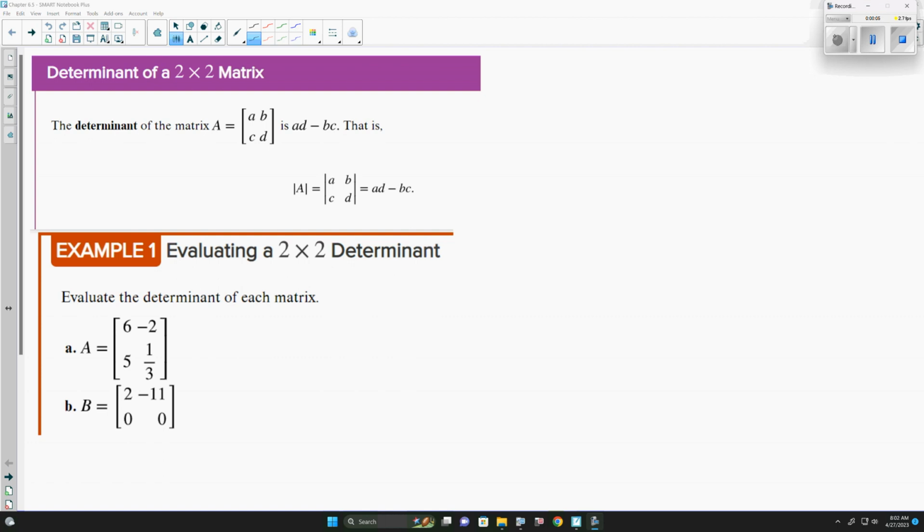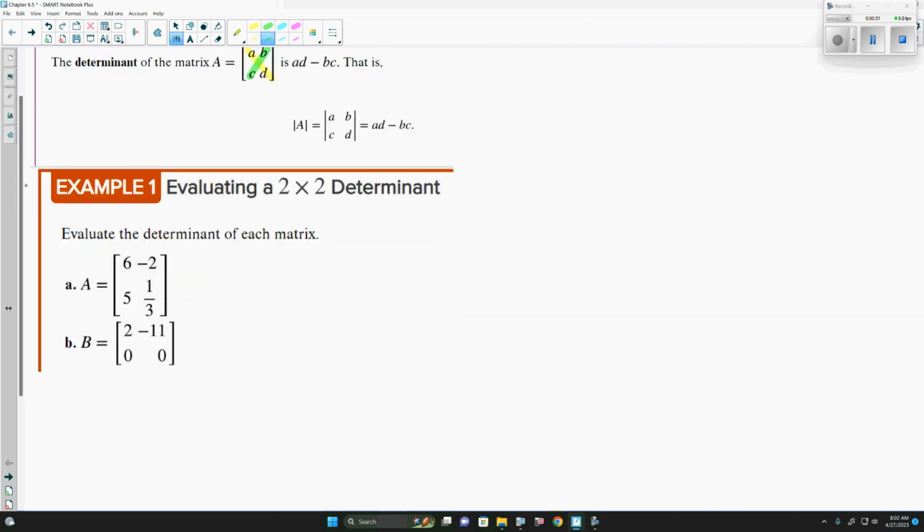So the last thing we're covering is determinants and Cramer's rule. Now, the determinant of a matrix A, so this works for a 2 by 2, is AD minus BC. A times D minus B times C. So the determinant of A is AD minus BC.